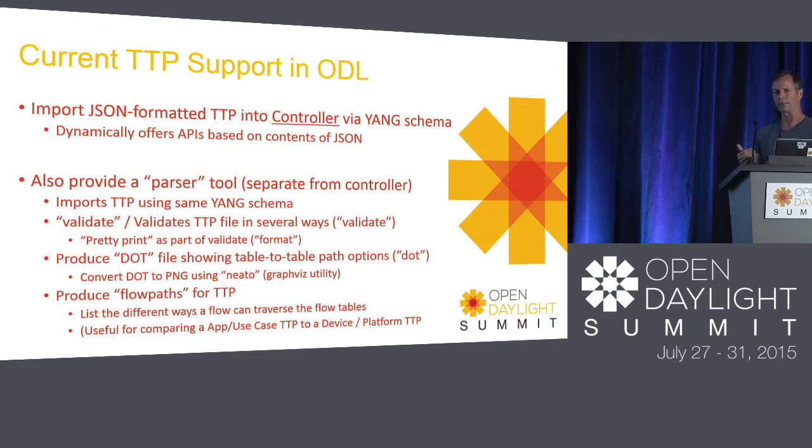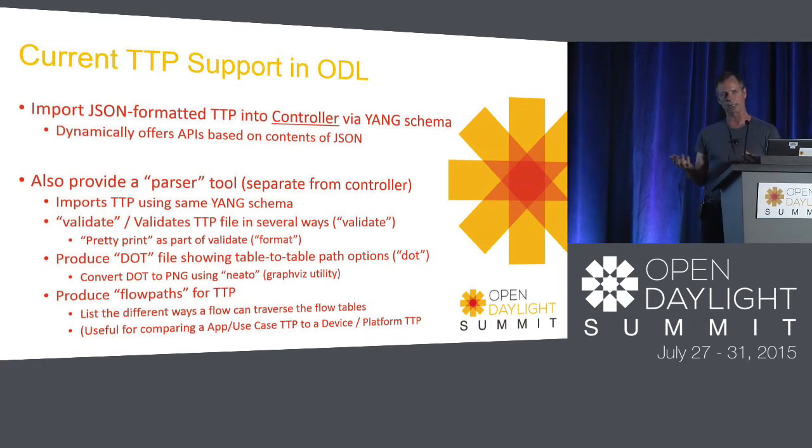We also now have the ability to, so you don't have to do all these manipulations using the full controller, there's now a parser package, which is a much smaller command line utility, but it uses the same source code as the controller. It's just much more lightweight, and it starts in a second or two instead of 20 or 30 seconds. So you can import the TTPs again using the same Yang schema. We can manipulate those TTPs. We have a number of command line options. You can validate, which is good when you're creating TTPs.